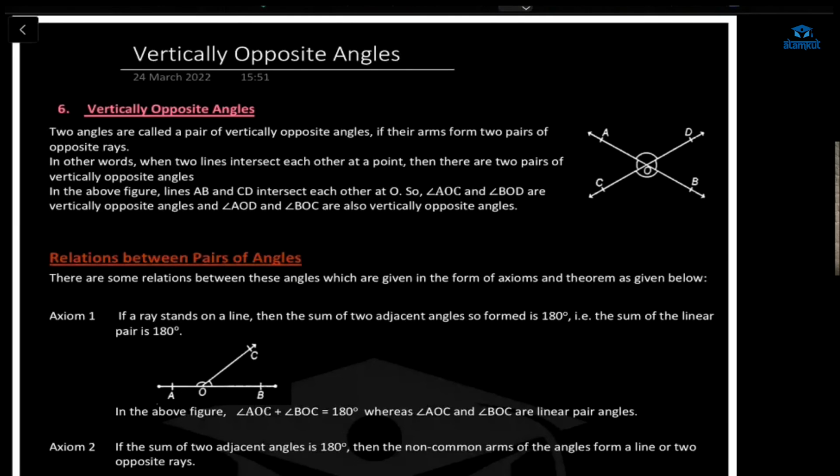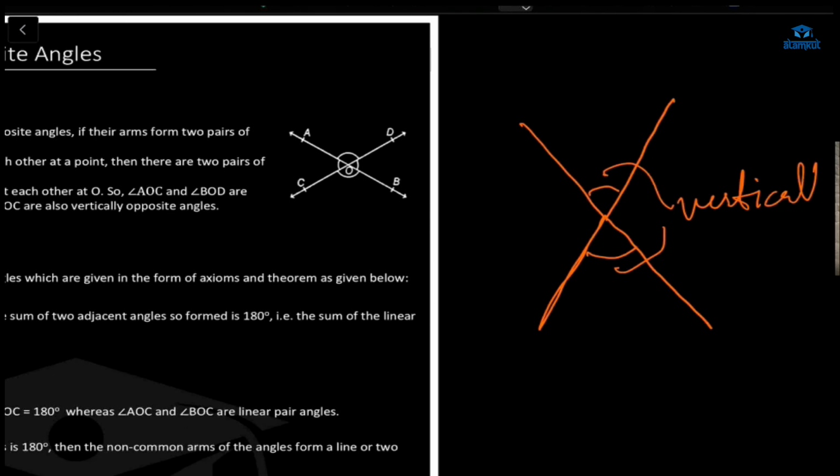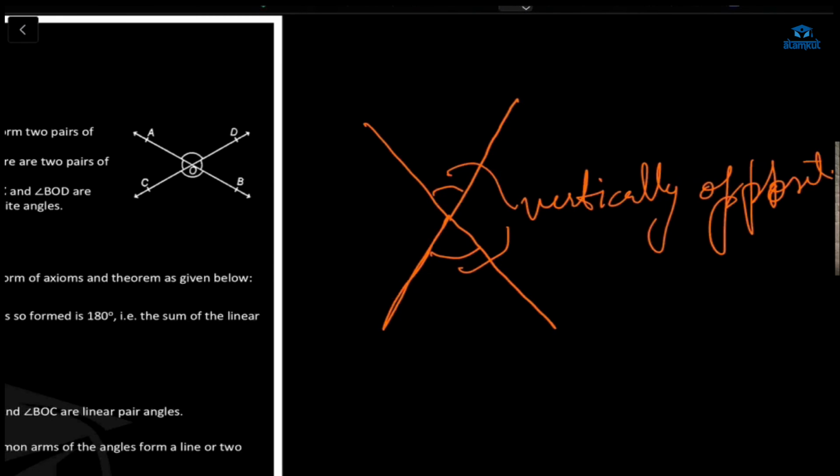Now, some more basic terms, that is vertically opposite angles. What are vertically opposite angles? From the name itself, the angles which are forming opposite to each other. The two angles are called a pair of vertically opposite angles if their arms form two pairs of opposite rays. Now, if one angle is this, and I make another angle, then these are vertically opposite angles. So they both are vertically opposite angles.